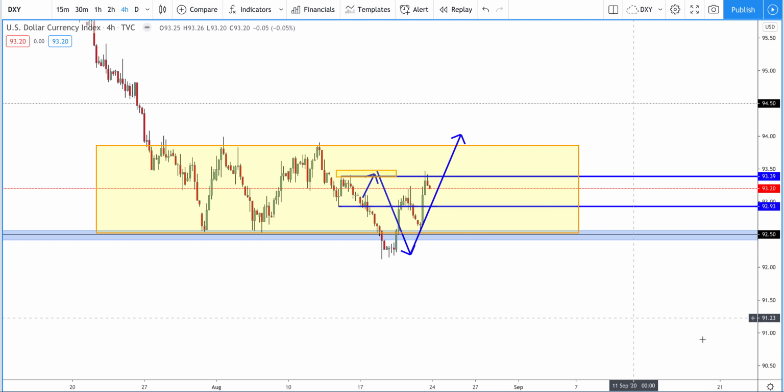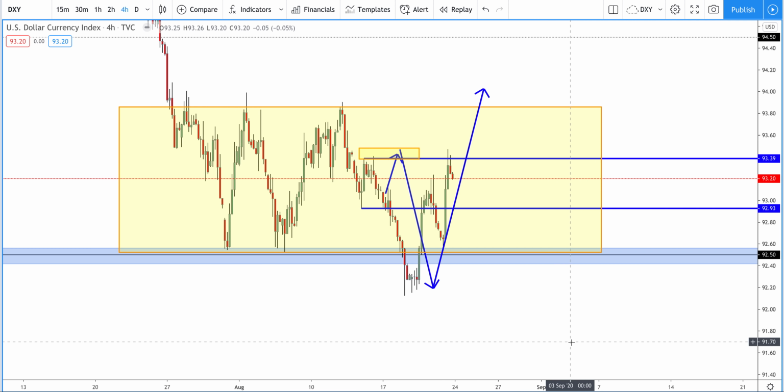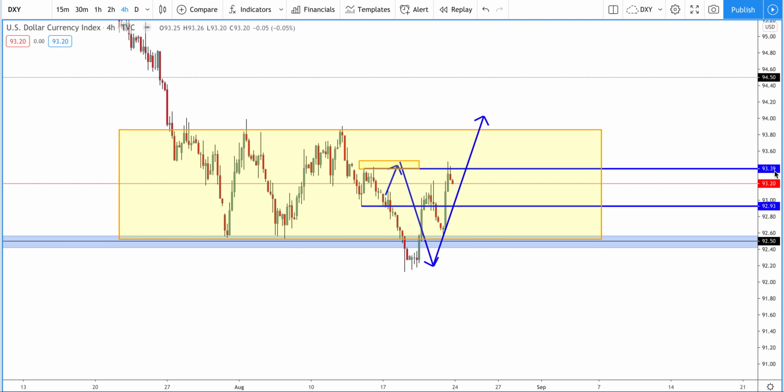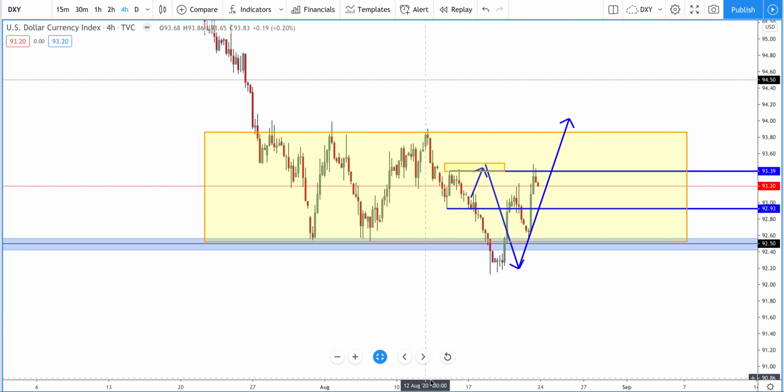So let's have a look at the US dollar. Here, the US dollar, this will hopefully train your eye and help you understand more of what you can look out for, how you can look for sniper entries, and how you expect the market to move.